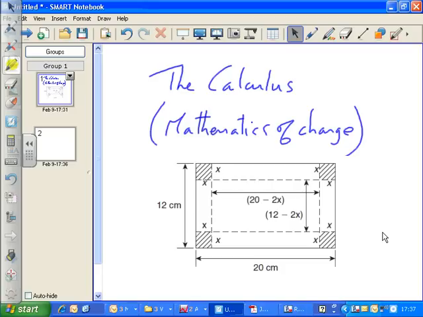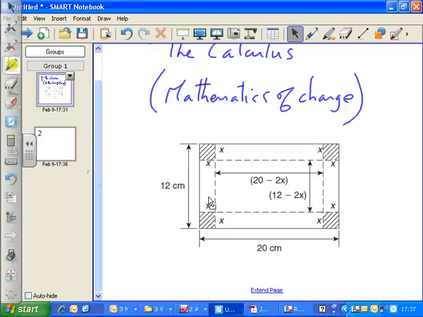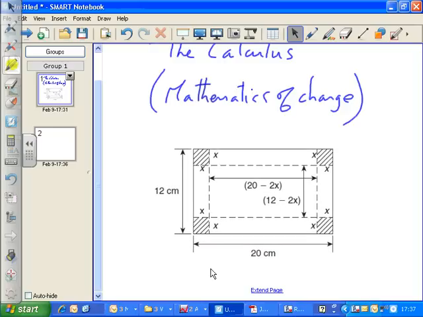Okay, so the mathematics have changed. Let's look at the calculus from the point of view of a problem that I've taken out of the textbook. What we have here is a piece of metal, 12 centimeters by 20 centimeters, and what we're going to do is cut the corners out of this thing so that we can fold up the side and make a box.